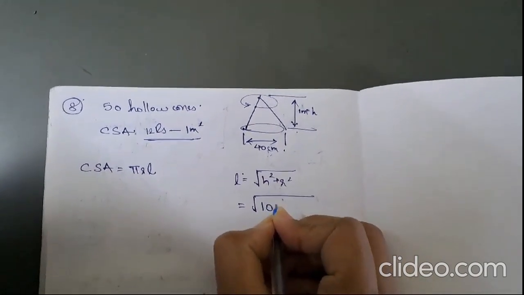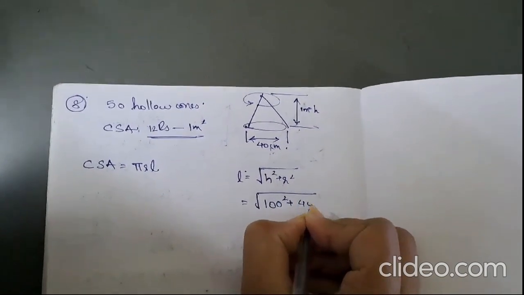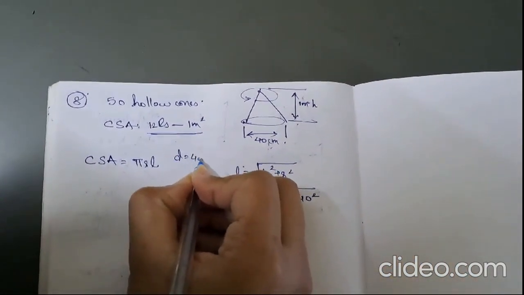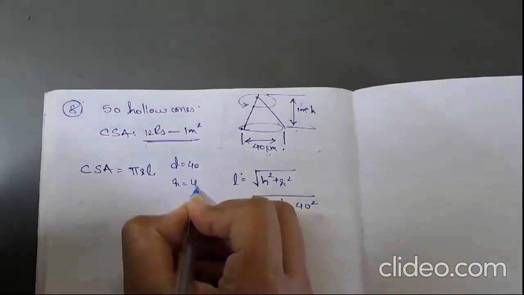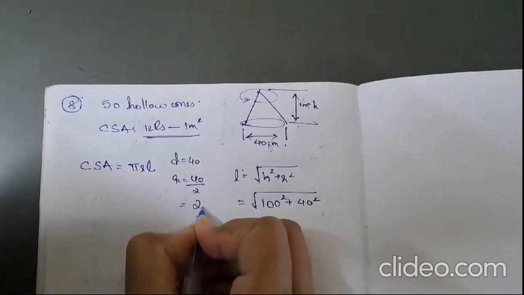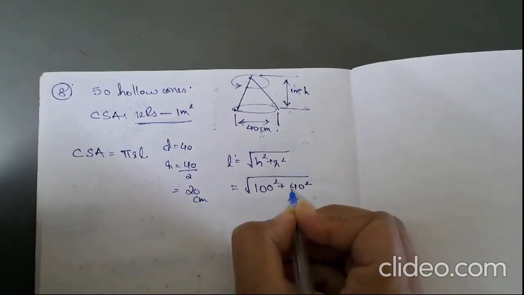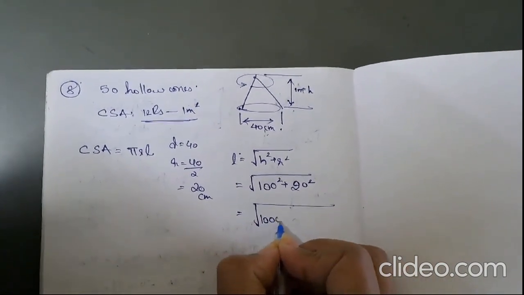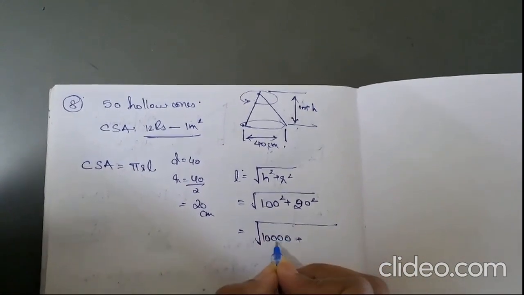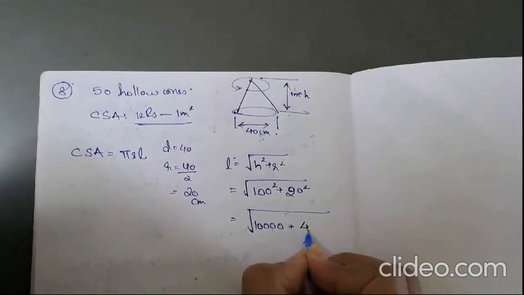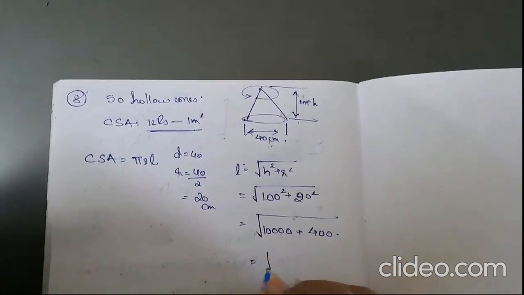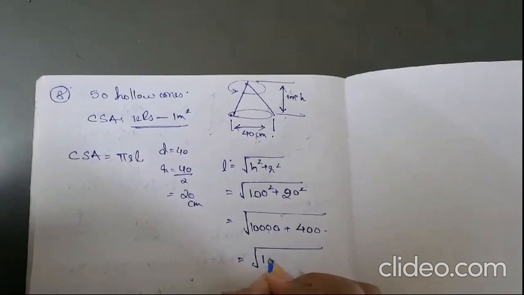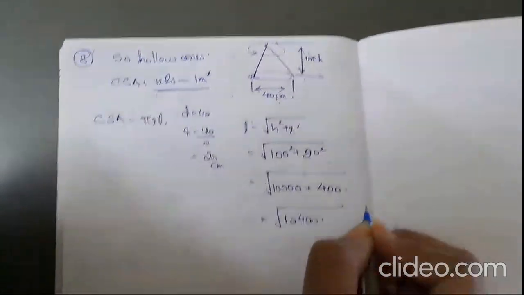So it becomes 100 squared plus 40 squared. Now for the 40, the diameter is given to me as 40 centimeters, so the radius will be 40 upon 2, which is equal to 20 centimeters. So this is 20 square. That becomes root of 10000 plus 400. Adding together, it becomes root of 10400.